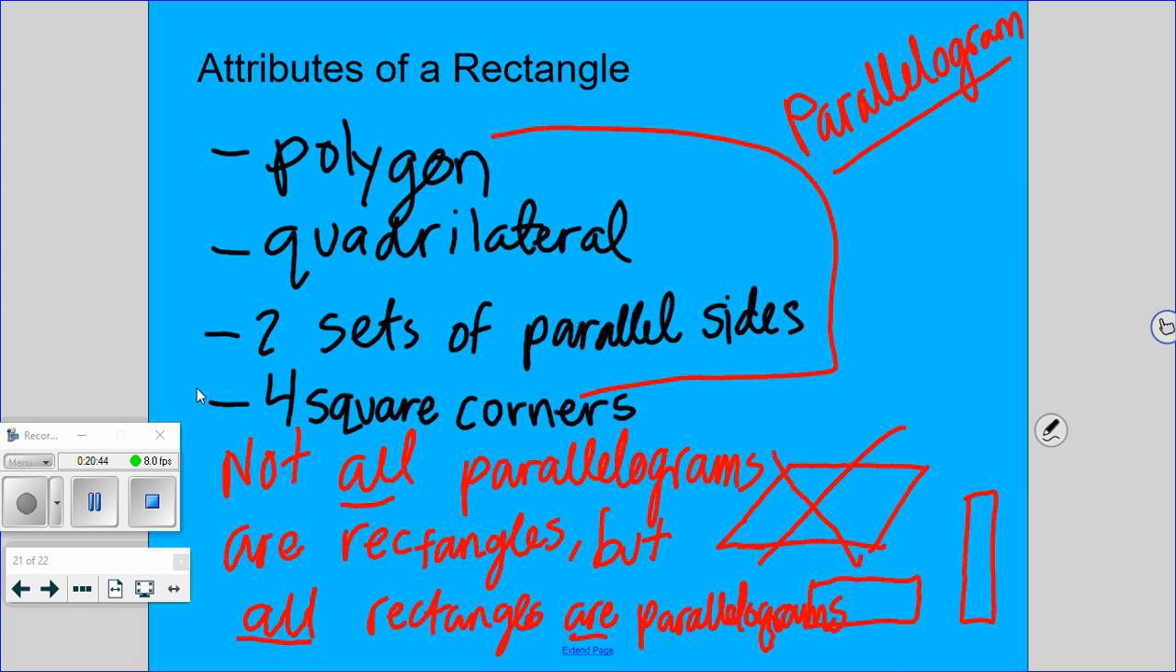But can I call a square a polygon? Yes, I can. Can I call it a quadrilateral? Yes. Can I call it a rectangle? Yes, I can, because it follows all those same rules. It's not its best name, and most people don't call it that.